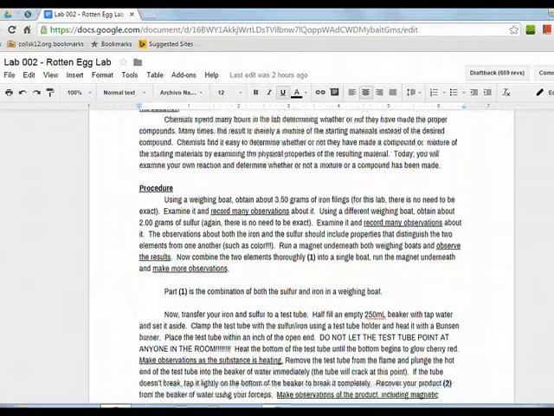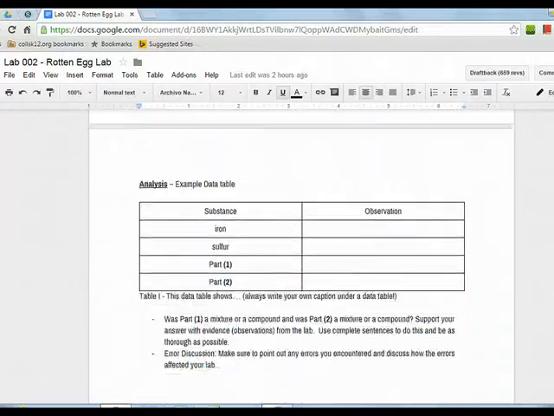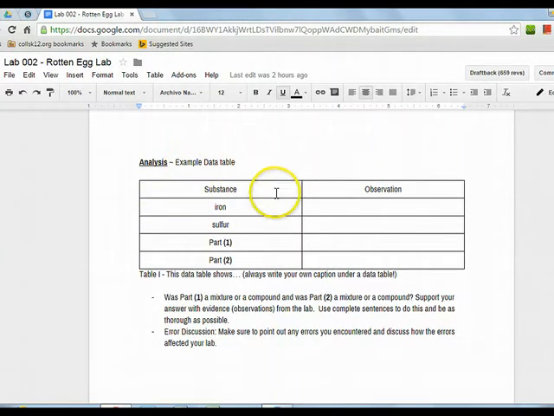So here in the lab, the observations go into kind of a data table here that I have, where you're going to write about the substance already given, and then you're going to make the observation. Okay? And so you would write that here. Now, this is an example of a data table. You're going to make your own data table in Google, and you're going to submit that with your lab.